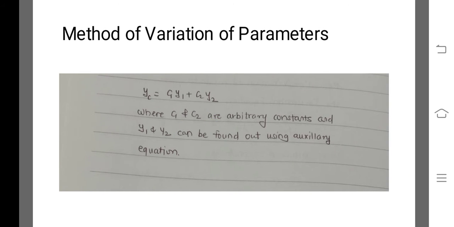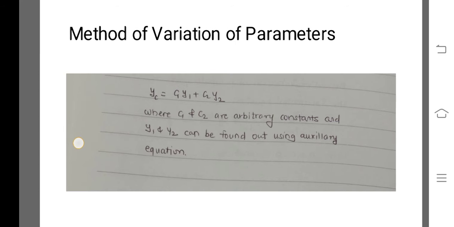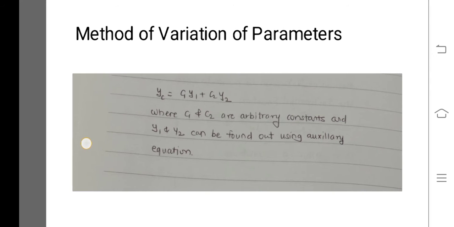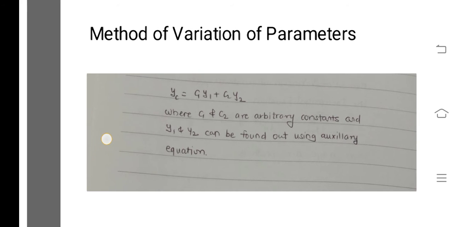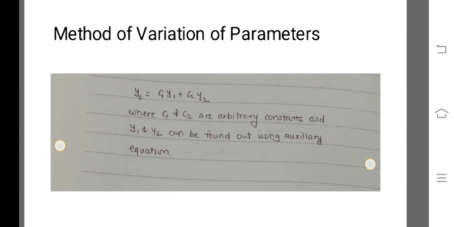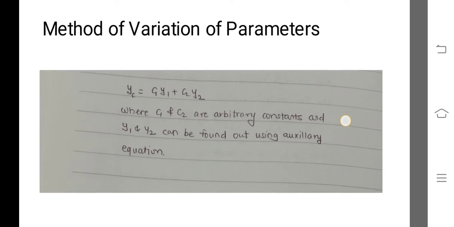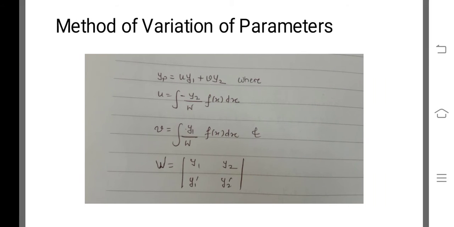yc is given by c1y1 plus c2y2, where c1 and c2 are arbitrary constants, and y1 and y2 can be found out using the auxiliary equation. yp is given by uy1 plus vy2, where u and v are functions of x to be determined such that yp satisfies the given differential equation.